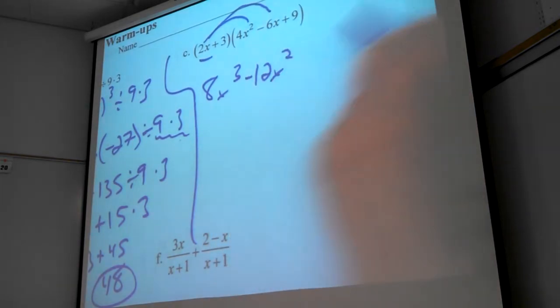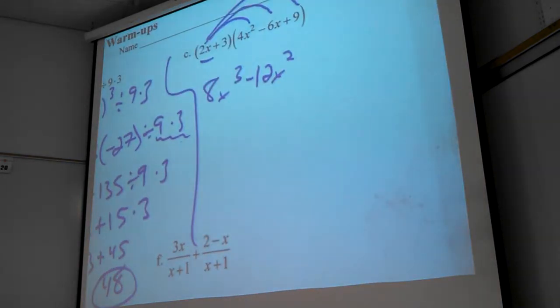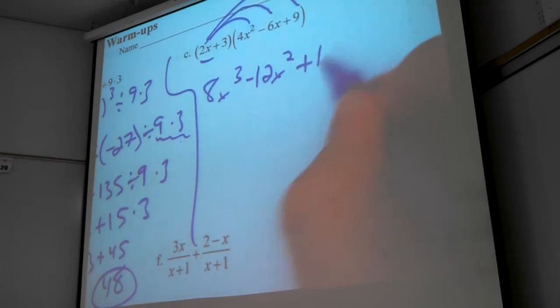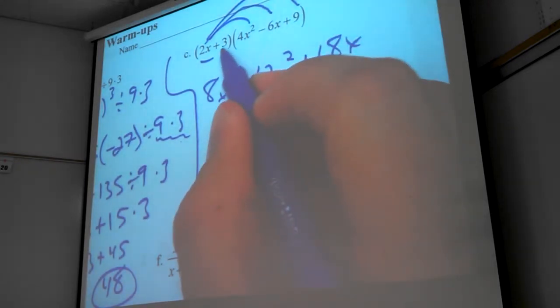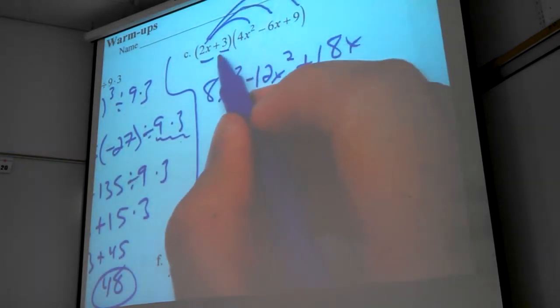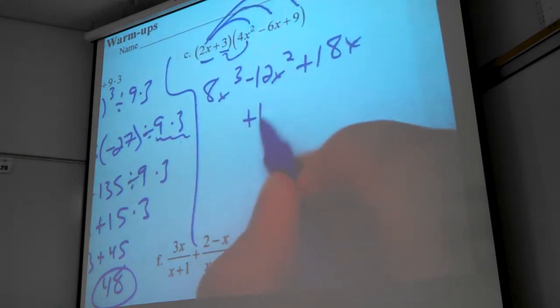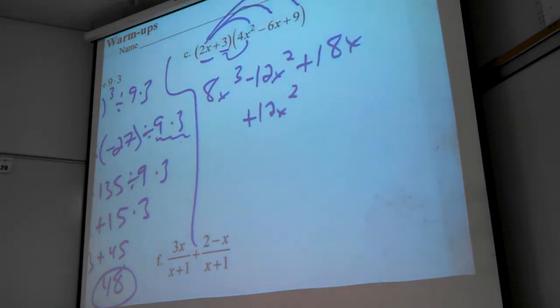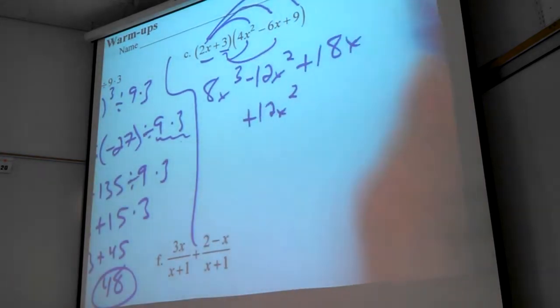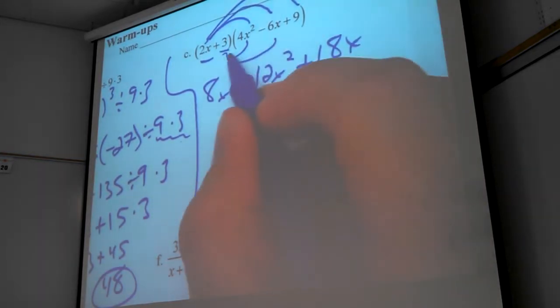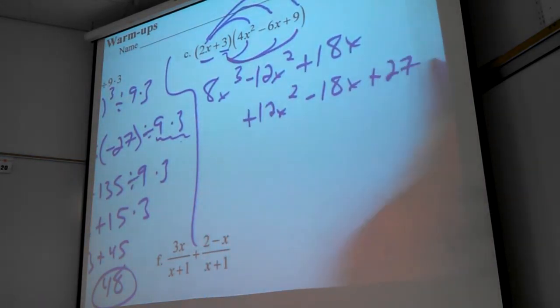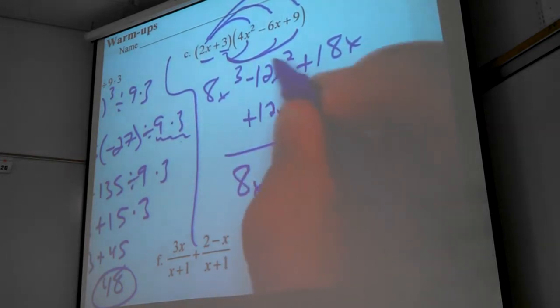Negative 12x squared. And then 2x times 9 or 18x, plus 18x. Now it's the 3's turn. Right? 3 times 4x squared plus 12, I'm going to line up my like terms. 3 times negative 6x, minus 18x. And then 3 times 9, plus 27. So you get 8x cubed, and then these cancel.